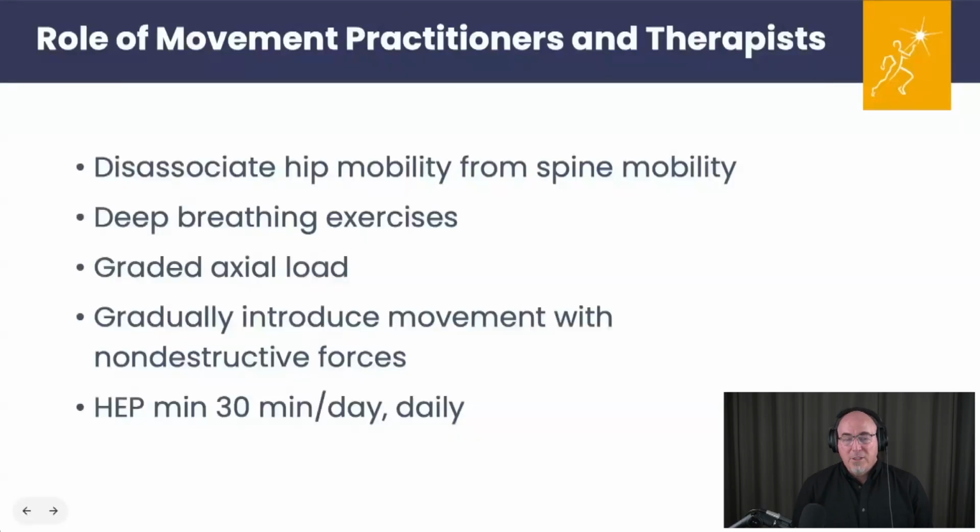So, role of movement practitioners and therapists. When we're looking at acute low back pain, and we're trying to differentiate whether it's discogenic or whether it is radiculopathy or whether it is a facet problem, one of the best things we can do as Pilates teachers is to teach them disassociation of hip mobility from spine mobility. What that means is, do you have movement in the hip without having the almost reflexive movement in the spine? So if the knee comes up towards the chest, does the spine automatically go into flexion? And if the hip goes into extension, does the back automatically go into extension?